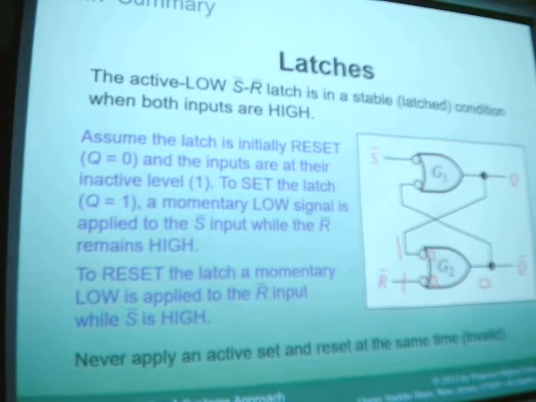And the last combination, S bar equals 1, R bar equals 1. Then R bar equals 1, so R equals 0, and S bar equals 1, so S equals 0. So Q equals Q, Q bar equals Q bar. So the value will remain.